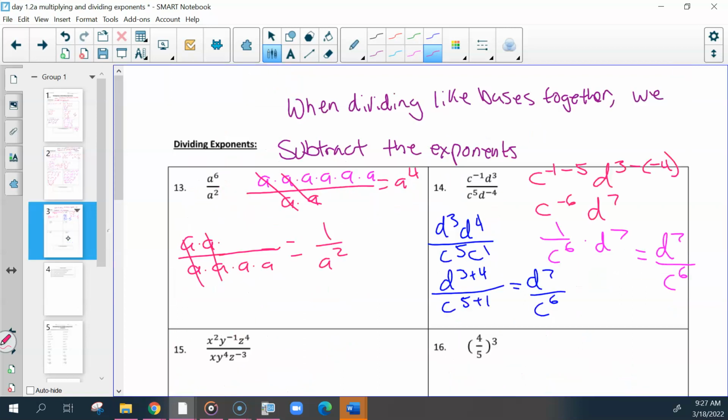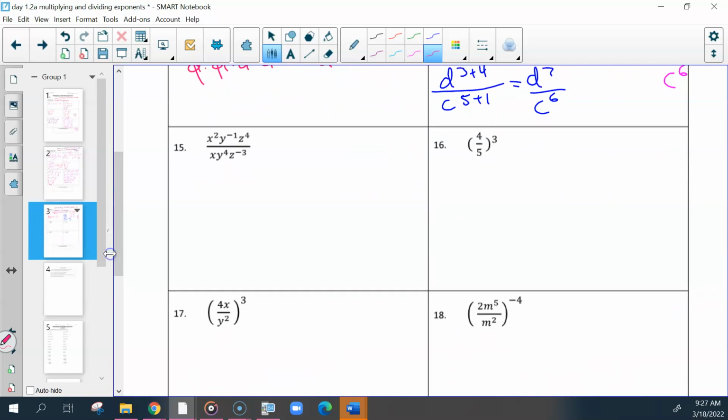Great. So we're going to do 15 the first way where we're subtracting. If you want to see it done the other way, let me know. I can do that.